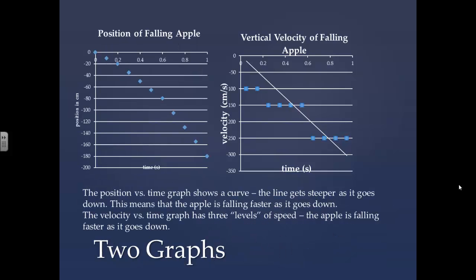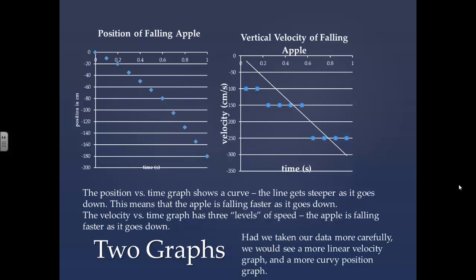The position versus time graph shows a curve. The line gets steeper as it goes down. This means that the apple is falling faster as it goes down. The velocity versus time graph kind of has 3 levels of speed. The apple is falling faster as it goes down. Had we taken our data more carefully, we would see a much more linear velocity graph and a more curvy position graph.